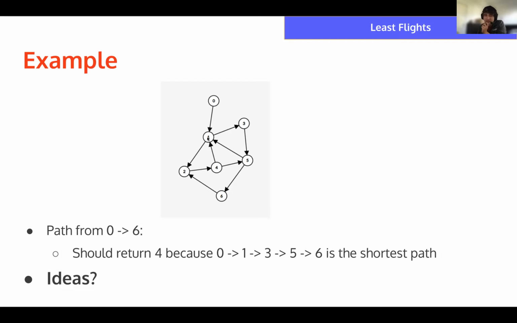So that's fine. Now from 1, we could go to 3, we could go to 2. It's a little bit hard to know which one is faster, but if you kind of trace through it, you'll see 0 to 1 to 3 to 5 to 6 is going to be the shortest path. That will be 1, 2, 3, 4 flights. Whereas we could also do 0 to 1 to 2 to 4 to 5 to 6. And I think that's going to be 5 flights.